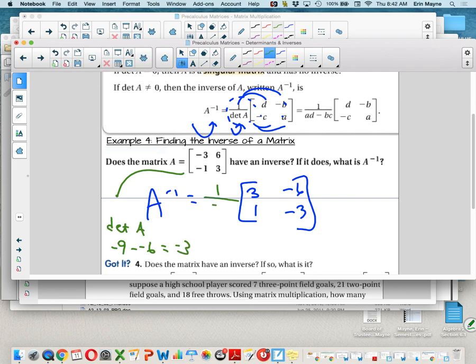I take 1 over -3, and I treat that like a scalar, just like yesterday. So now I'm going to have that scalar go to each one of these elements. What is going to be the element in this 1, 1 spot? -1 here.